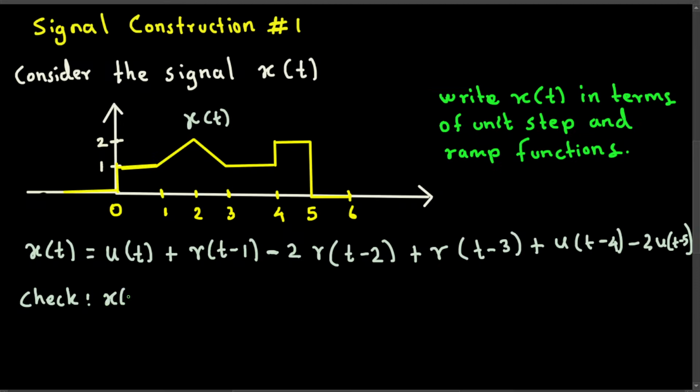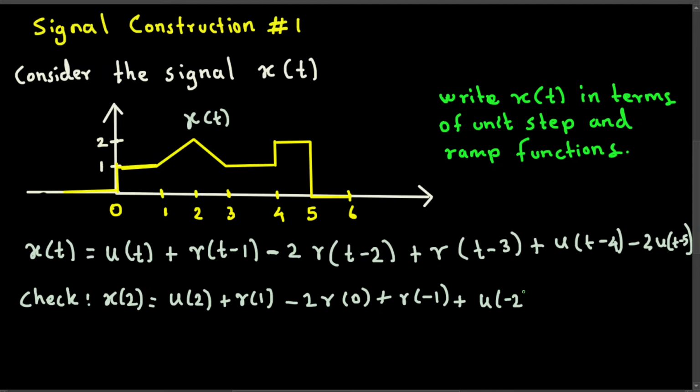Let's pick a random number, x of 2. If you put x of 2, because the time is 2, this is u of 2, and then this is r of 2 minus 1, that is r of 1, and then this one becomes r of 2 minus 2, that's r of 0, and then plus r of 2 minus 3, that's r of negative 1, and then plus 2 minus 4, that is u of negative 2, and then minus 2u, and then 2 minus 5, that's minus 3.